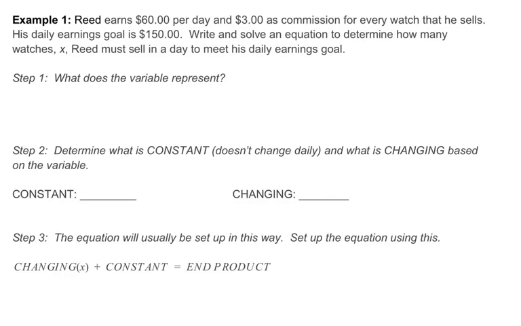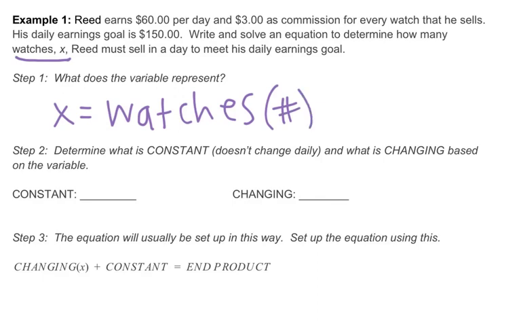His daily earnings goal is $150. Write and solve an equation to determine how many watches, X, Reed must sell in a day to meet his daily earnings goal. Alright, well, what does the variable represent? It kind of tells us in the problem, right? It says watches, comma, X. So X represents the number of watches that Reed sells. So we'll just say watches. And it's the number of them, right?